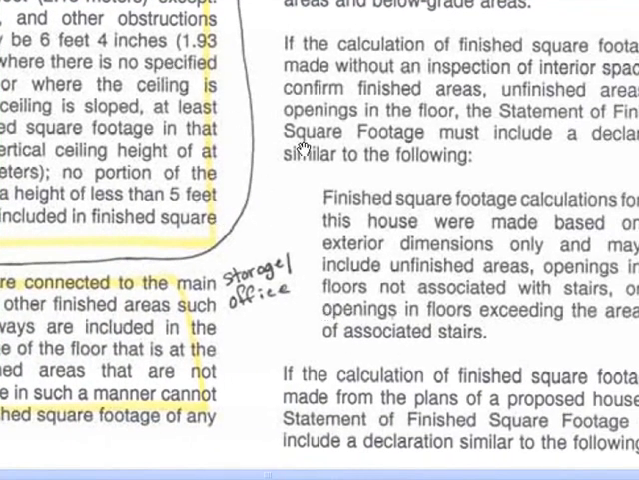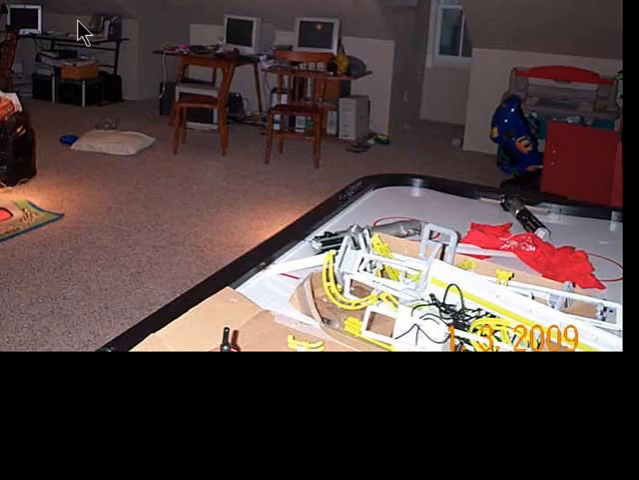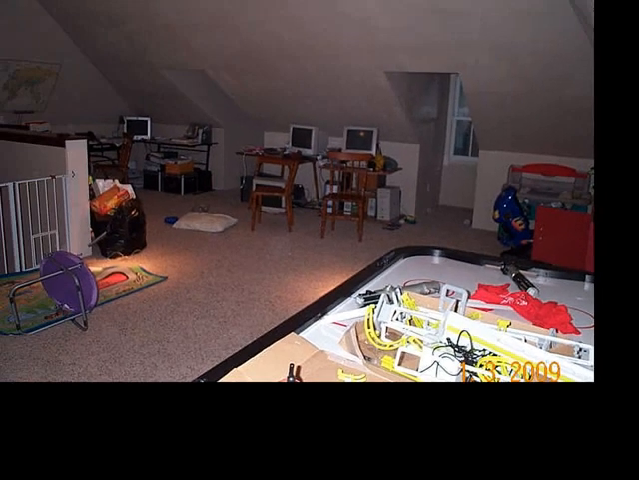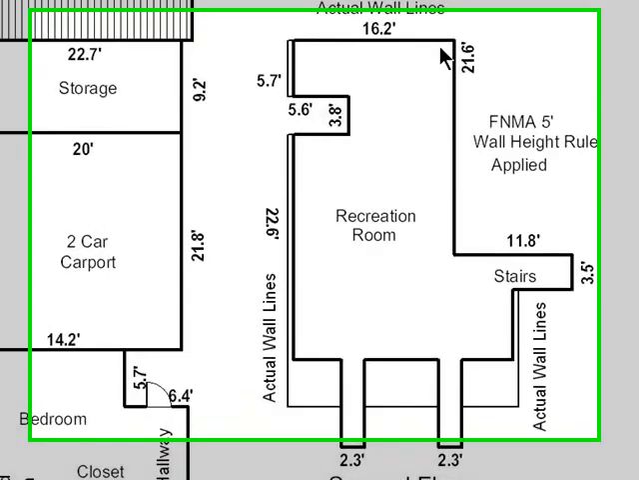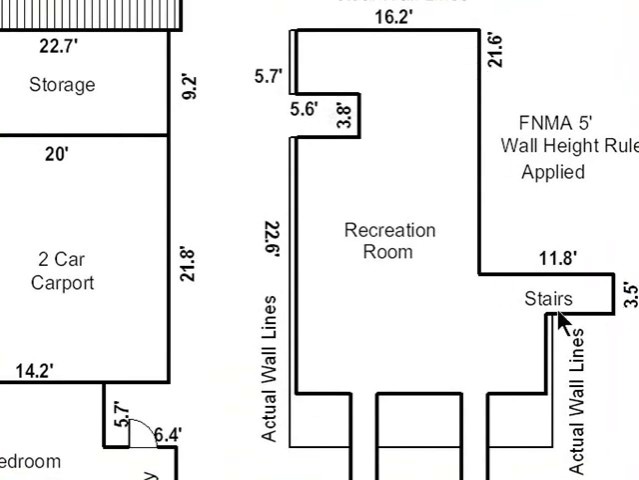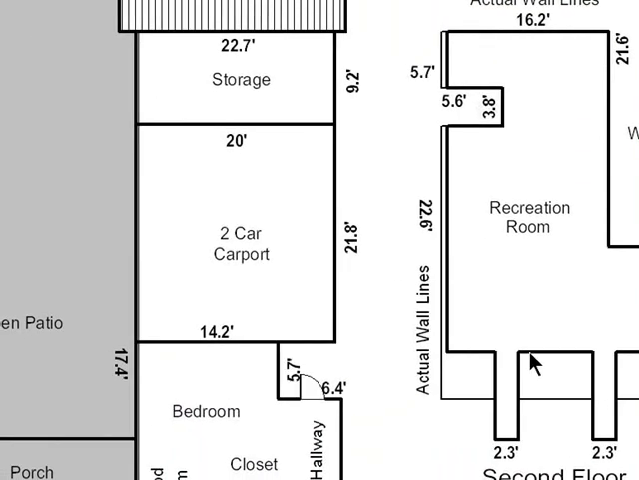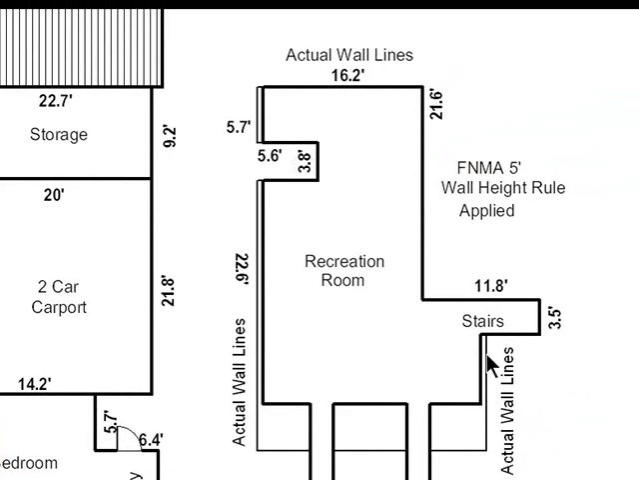So let's apply this to a sketch that I recently did. Again, we're looking at a room like this right here. We're going to look at a sketch of this room itself, and this is the sketch. In bold is what I calculated as actual living area. These are the actual wall lines of the room itself.